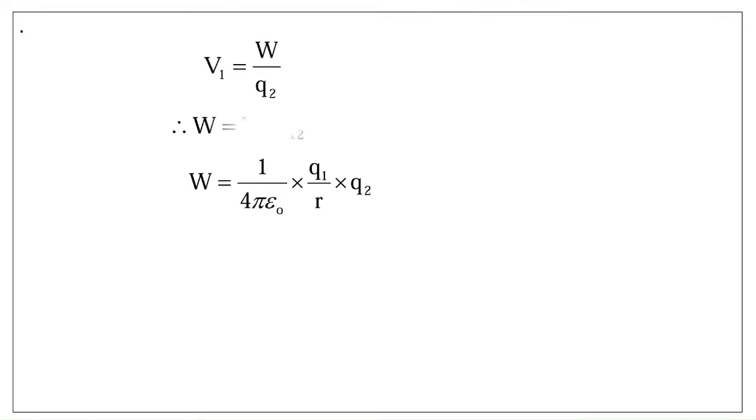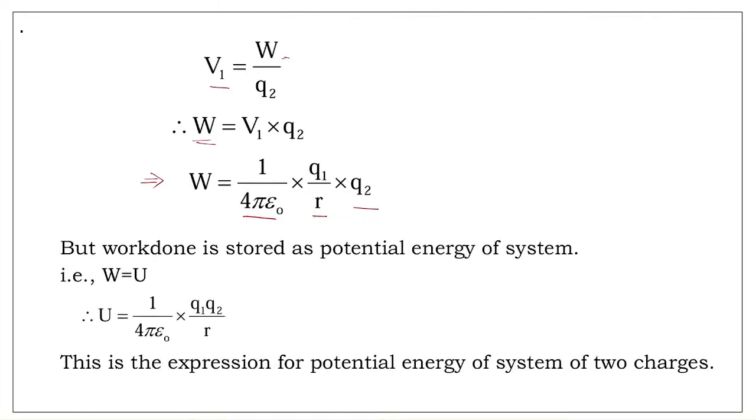Bring a point charge Q2 from infinity to point B, then potential is equal to work done by charge. That is, V1 is equal to W by Q2. On equating, W is equal to V1 into Q2. On substituting V1 value, we get W is equal to 1 by 4 pi epsilon naught into Q1 by R into Q2. But work done is stored as potential energy of system. W is equal to U. Therefore, U is equal to 1 by 4 pi epsilon naught into Q1 Q2 by R. This is the expression for potential energy of system of two charges.